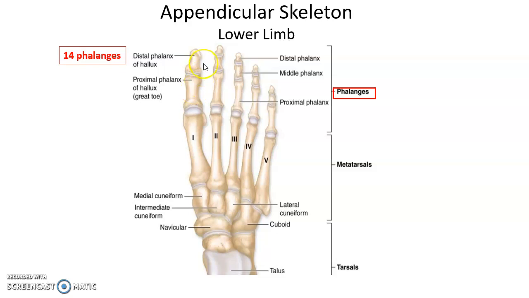So this is proximal phalanx 1, distal phalanx 1, proximal phalanx 2, middle phalanx 2, distal phalanx 2, proximal phalanx 3, middle phalanx 3, distal phalanx 3. So again, 14 phalanges for our 5 toes.